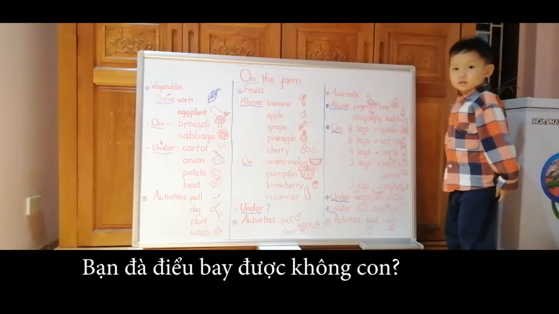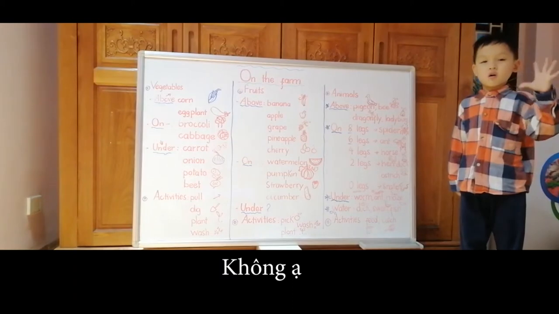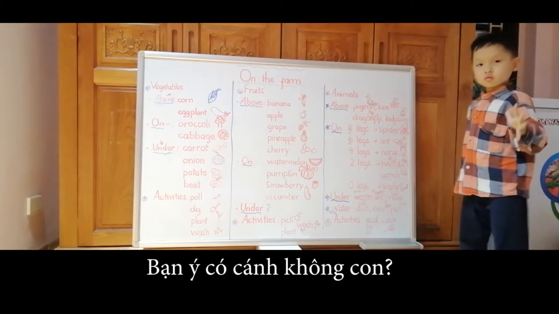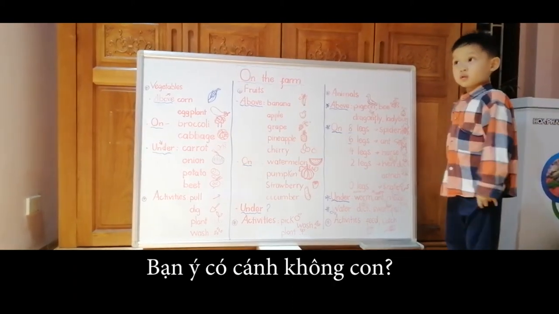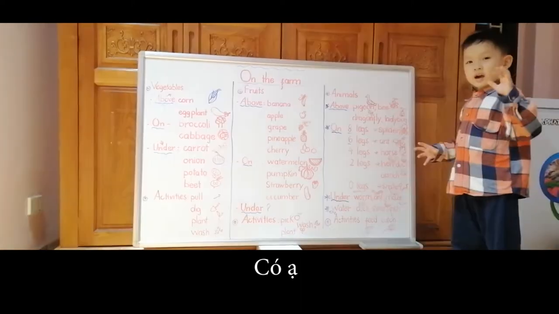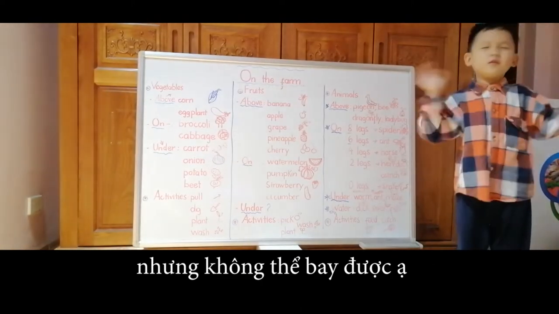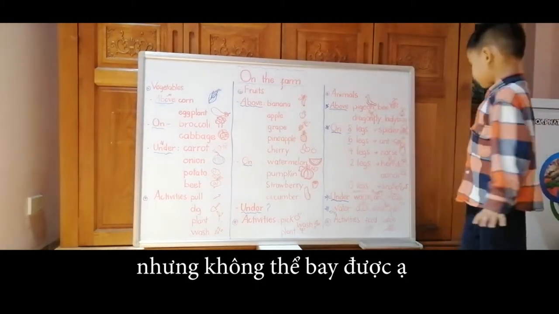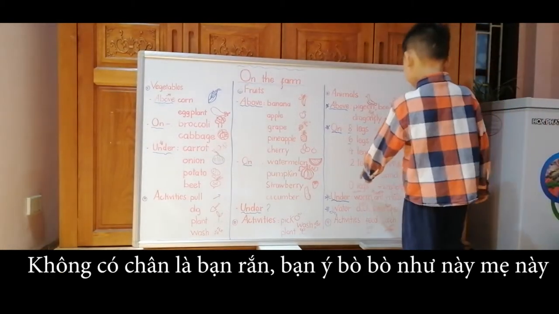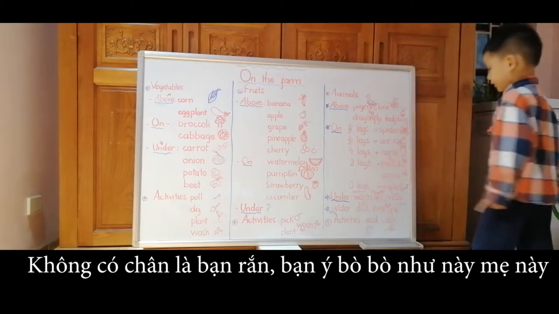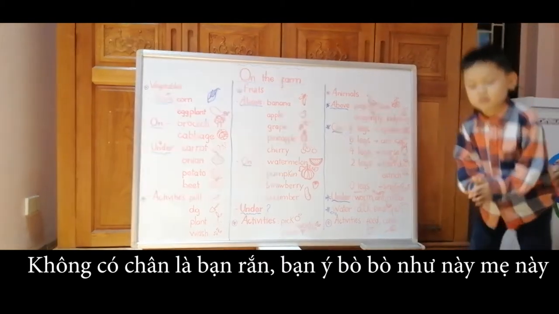Ostrich. Ostrich can fly? No. It has wings? Yes, ostrich has wings, but it cannot fly. Yes. Zero legs is snake. It's close.